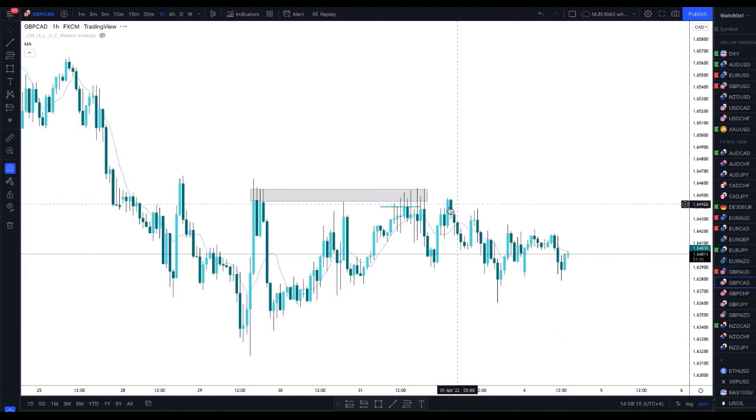So all of this correlation can just help you to, again, it's not the be all and end all, but it will help you to add an extra string to your bow, basically. So guys, I'll leave that there.